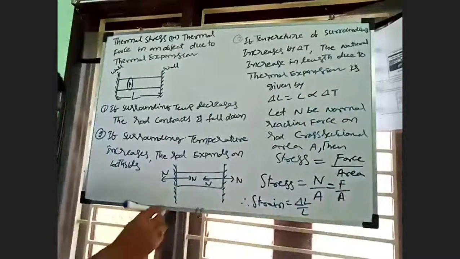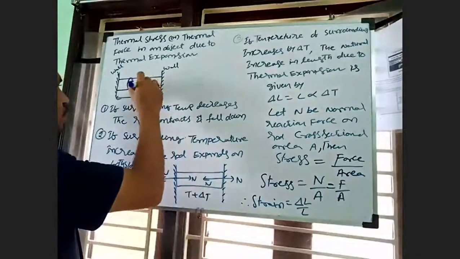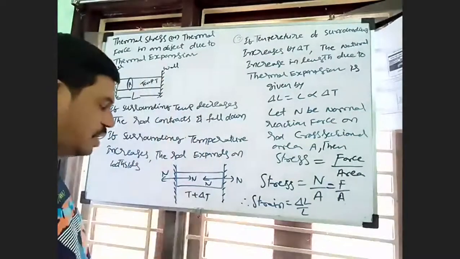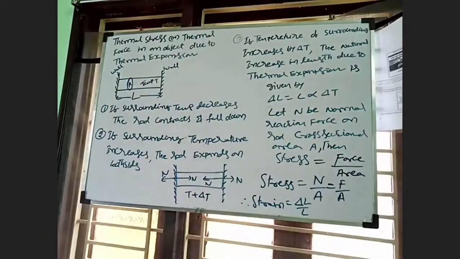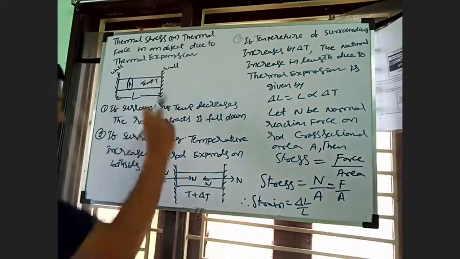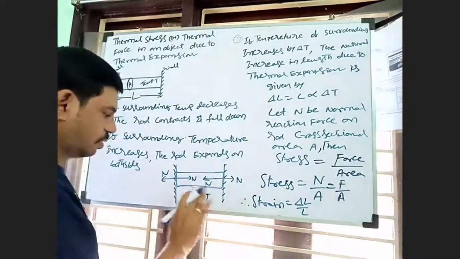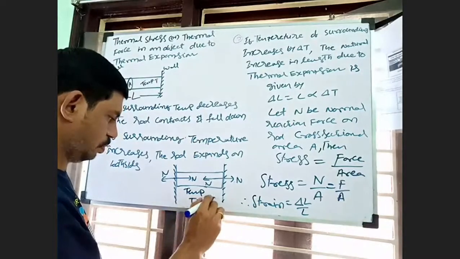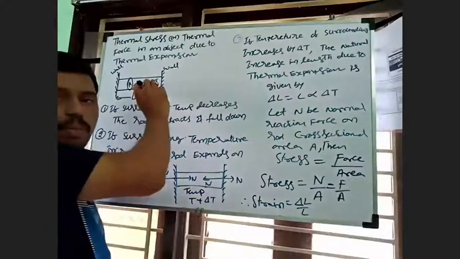So temperature increases from T to T plus delta T. This is a temperature, only T. Then the temperature increases to T plus delta T. The temperature is normal temperature, room temperature.